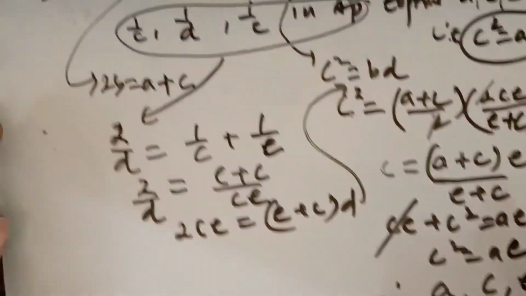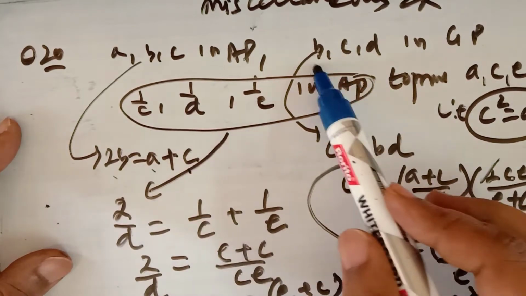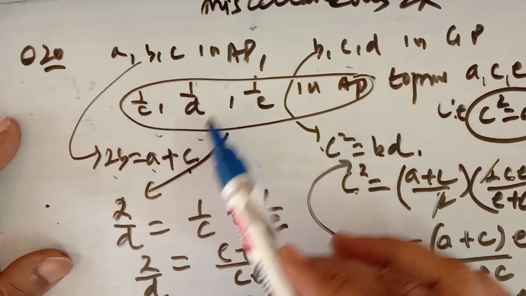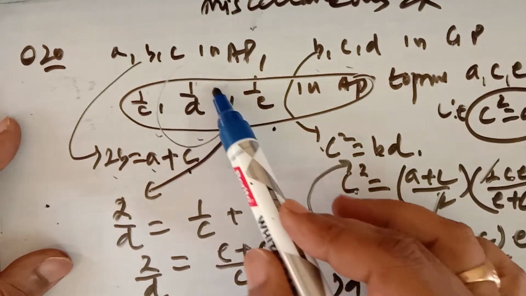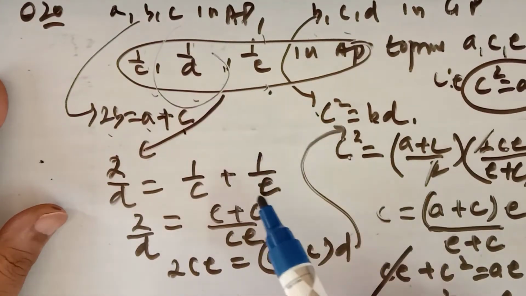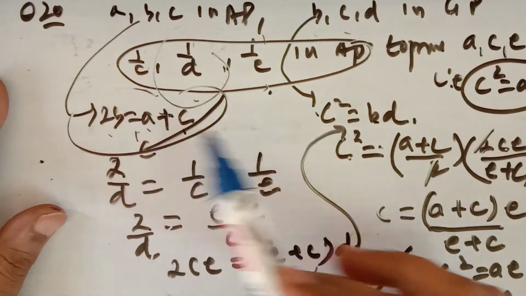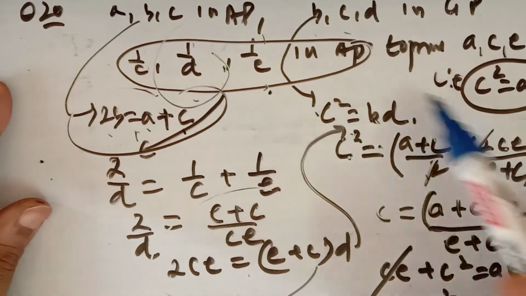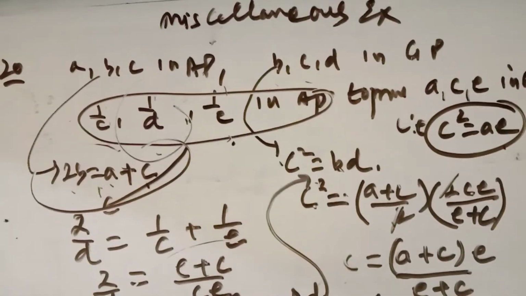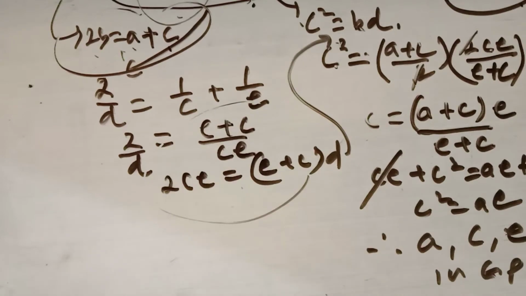So what I have done in this question: because A, B, C are in AP, 2B is equal to A plus C. B, C, D are in GP, so C square is equal to B into D. And because 1 upon C, 1 upon D, 1 upon E are in AP, twice 1 upon D is equal to 1 upon C plus 1 upon E. From this condition I have put the value of D here, and from the first condition the value of B, that is A plus C upon 2, and simplified. I am getting C square is equal to A into E. This is question number 20. Therefore A, C, E are in GP.